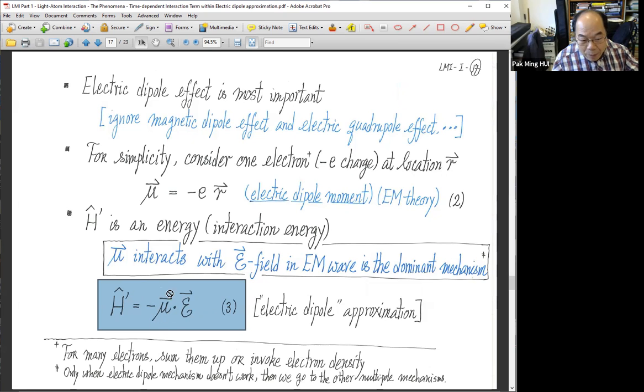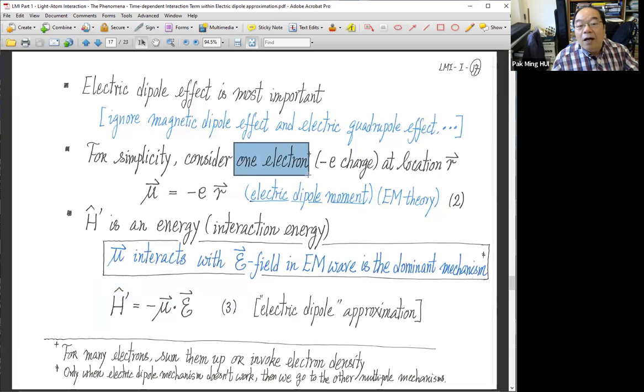Then what is the electric dipole moment in an atom? The simplest way is to think about a single electron situation. So I have a one electron situation. The nucleus is at 0, 0, 0 at the origin. The electron is at somewhere called position R. Then, again, in Griffiths' book, the electric dipole moment is given by the charge of the electron times its position. Okay, so now we have everything. This is the electric dipole moment.